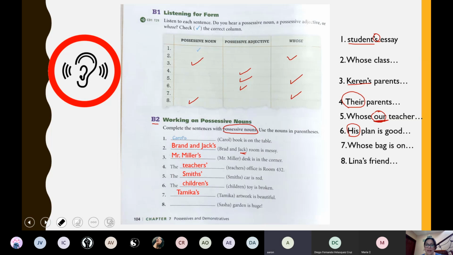And the last one, number eight, Sasha garden is huge. Sasha is another proper name. Only apostrophe or apostrophe S? Look at the end of that name, Sasha. Apostrophe S. Remember, with singular, we have to add apostrophe S. Sasha's garden is huge. Okay, do you have it? Did you correct the one that you had different?